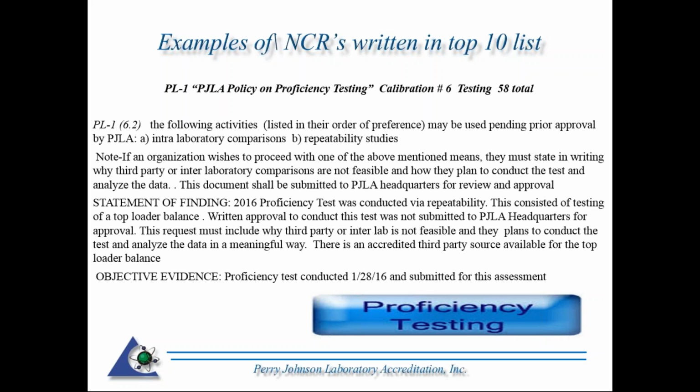So a statement of this particular finding is simply: 2016 proficiency test was conducted via repeatability. I'll let you do the reading there, but basically the gist is that the proficiency test was conducted using repeatability and the approval was not granted. So this particular lab continued to use a method which we would not allow without being approved. And the objective evidence was the actual proficiency test that was submitted for that assessment.